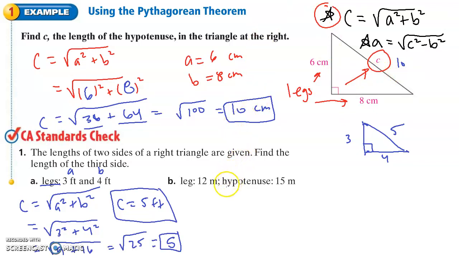Now let's look at example B. Example B says they give you a leg length. We'll call this B. And they give you the hypotenuse, which is C.